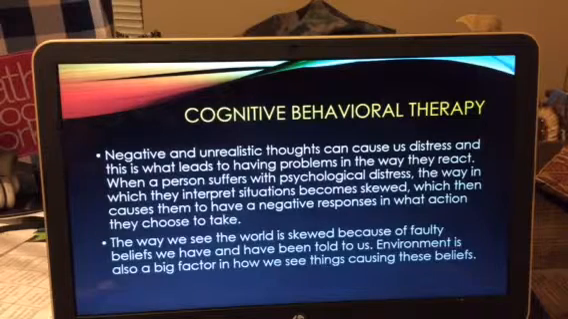One of the things with cognitive behavioral therapy that is put out there is that negative and unrealistic thoughts can cause us distress. And that is what leads to having problems in the way we react. When a person suffers psychological distress, they interpret situations in a skewed way, which causes them to behave in negative ways and choose actions with negative consequences.